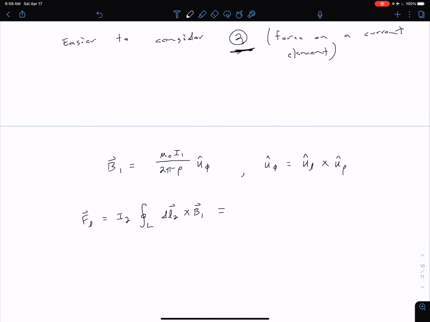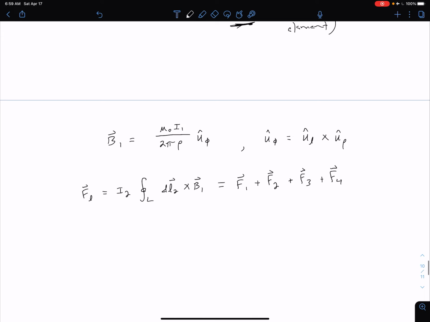So what we're going to do then is break this up, and instead of saying FL, we're going to say really that's just the sum of 4 paths or 4 forces. So we're going to have F1 plus F2 plus F3 plus F4. And each of those is going to be the force along those 4 segments that we described above, and they're each going to have a different differential length dl. So let's take a look at each one of those.